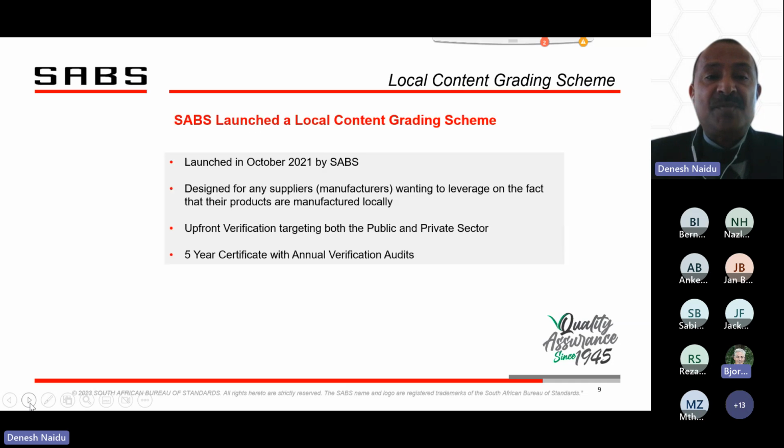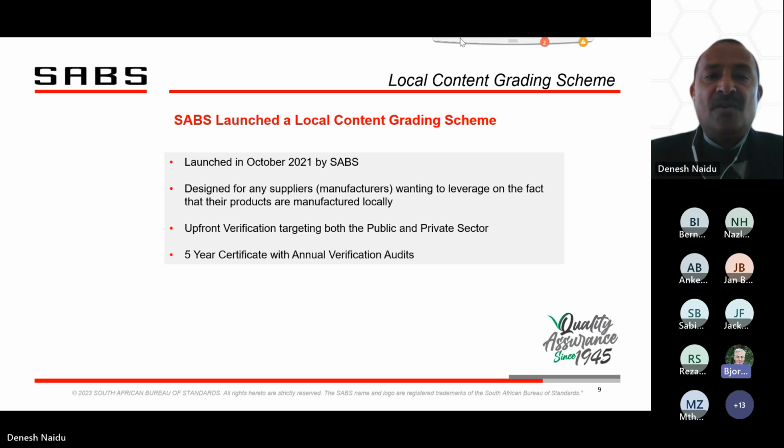Fortunately, from a SABS perspective, SABS had launched back in 2021 a local content grading scheme. And this was designed for any supplier or manufacturer wanting to leverage on the fact that their products are manufactured locally. It is guided by an upfront verification process, and the target is both the public and private sectors. And this particular local content grading scheme covers certification over a 5-year period.